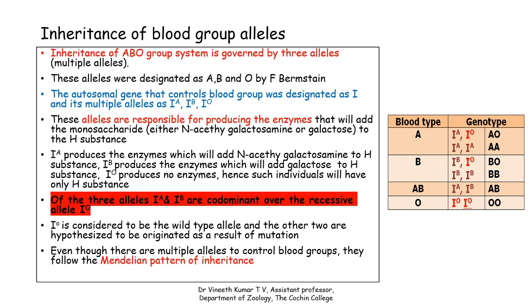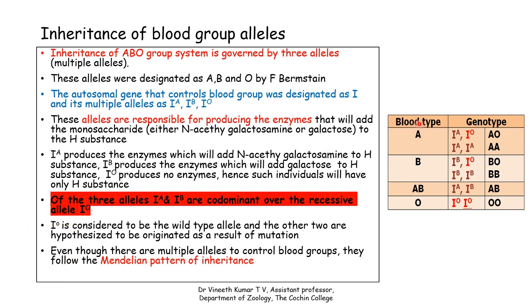So even though there are multiple alleles to control blood group, they follow the Mendelian pattern of inheritance. Mendelian pattern in the sense that the homozygous dominant as well as the heterozygous will show the dominant phenotype, and only the homozygous recessive will show the recessive phenotype. This table depicts the pattern of Mendelian inheritance here.